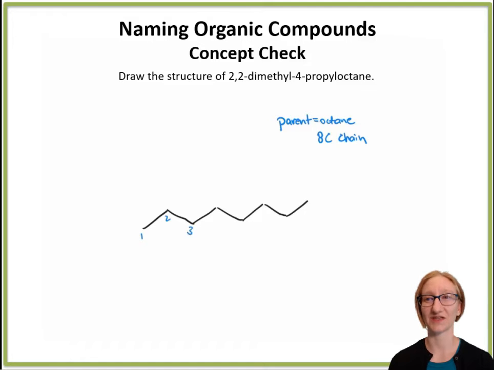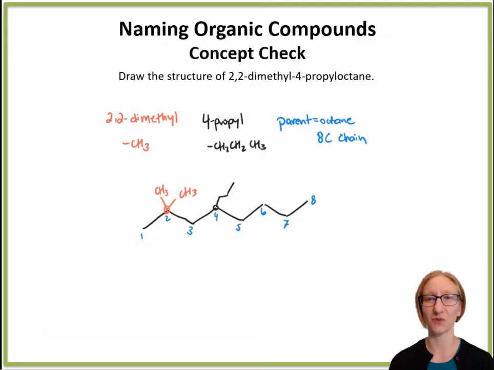Here the parent is octane, so we draw a chain of 8 carbons. Then we need to tackle the prefixes that tell us about the substituents, and we want to do this one at a time. I'll start with the 2,2-dimethyl prefix, which tells us that we have 2 methyl groups at the 2 carbon. Then our second prefix, 4-propyl, tells us that we have a propyl group at carbon 4. Remember that a propyl group is a chain of 3 carbons. So we add that to position 4, and our structure is complete. We'll just redraw here at the bottom for clarity.